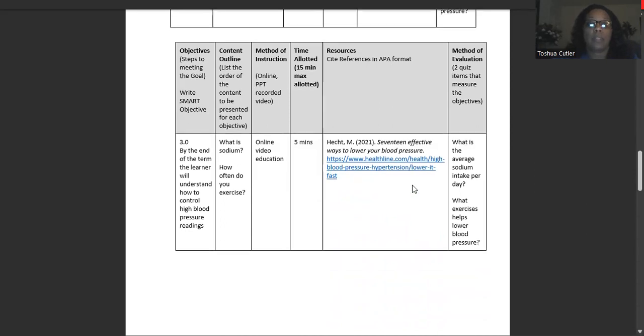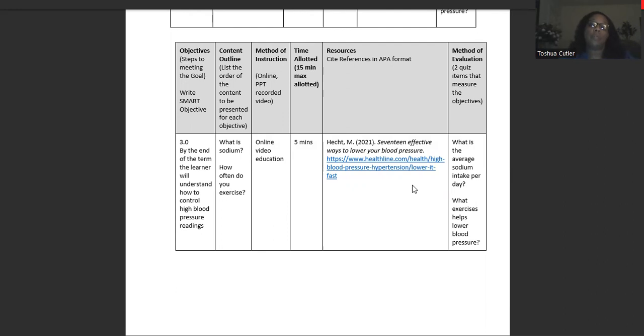My last objective for this lesson plan is by the end of the term, the learner will understand how to control high blood pressure readings. This content includes what is sodium? How often do you exercise? What is the average sodium intake per day? And what exercises help lower your blood pressure?